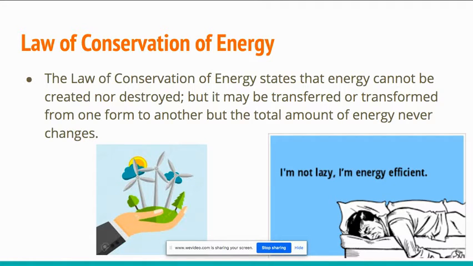And now here we are in our energy unit, and it's pretty much the same thing. You just change the word mass with energy. The law of conservation states that energy cannot be created or destroyed, but it can be transferred or transformed from one form to another. But the total amount of energy never changes, okay? And just so you know, we will talk about energy transformations next week. So let's just keep this in the back of our mind as we're talking about the different forms of energy.